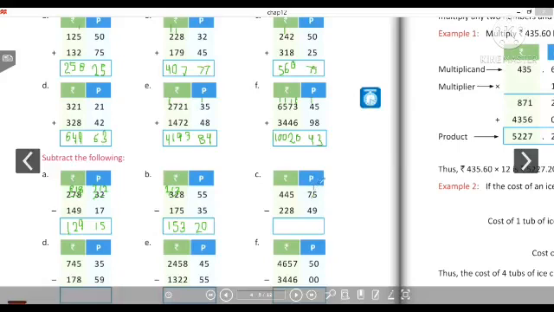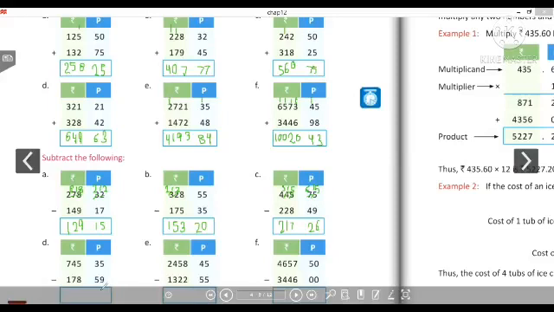15 minus 9 is equal to 6. 6 minus 4 is equal to 2. 15 minus 8 is equal to 7. So 3 minus 2 is equal to 1 and 4 minus 2 is equal to 2. So 217 rupees and 26 paise.